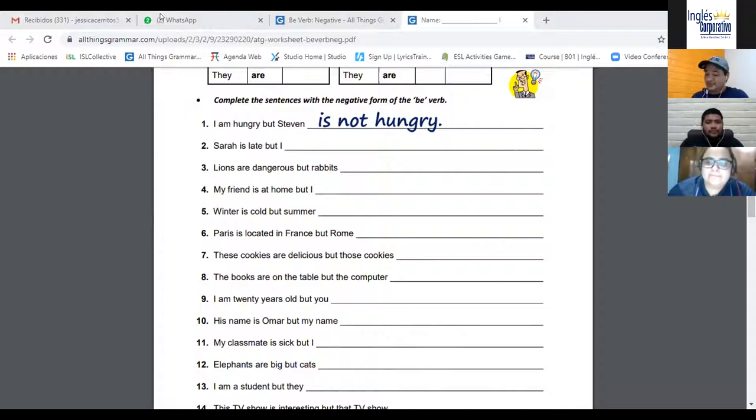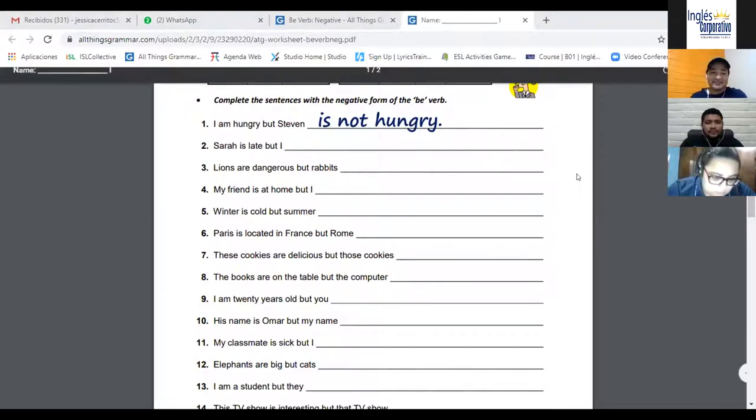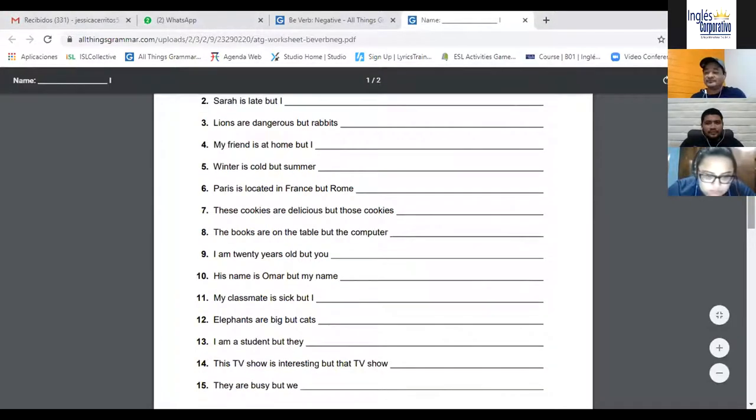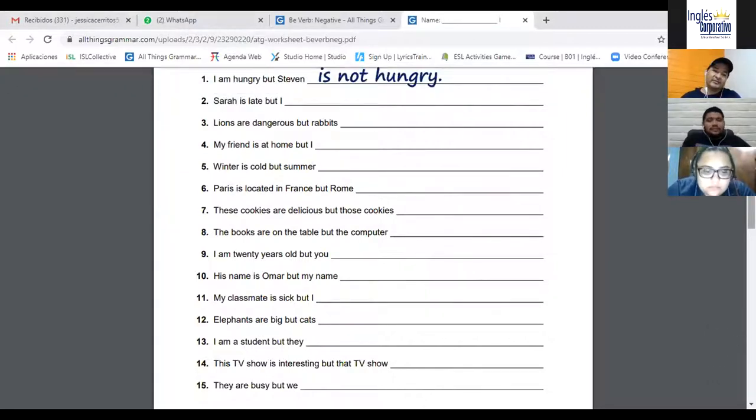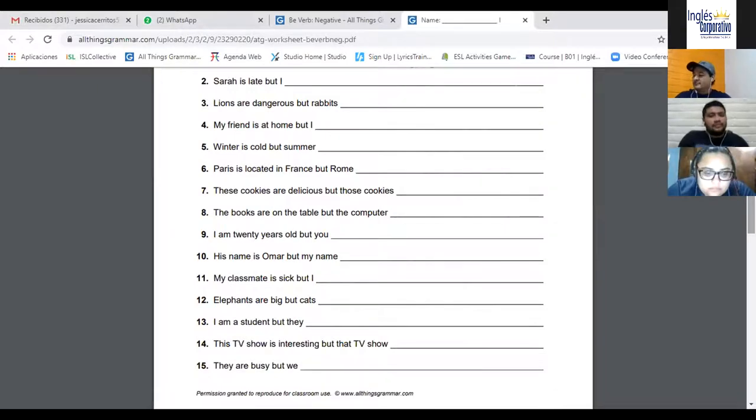Okay. All right, get ready then. Creo que son, permítame, I think they're 14, 15. La primera igual ya está hecha. So from number 2 to number 15. All right, guys, start. Get ready. Si tiene donde copiar, mejor todavía. Very good. Thank you.